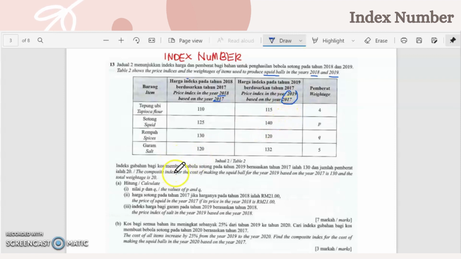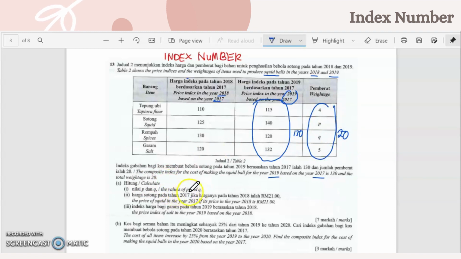Okay, the composite index for the cost of making the squid ball for the year 2019 based on the year 2017. So we refer to this column, which is 130. So the composite index is 130 and the total weightage is 20. So total weightage here is 20. So find the value of P and Q.